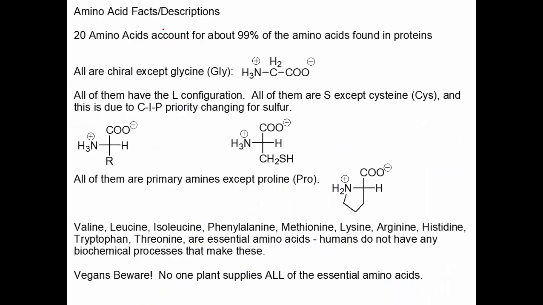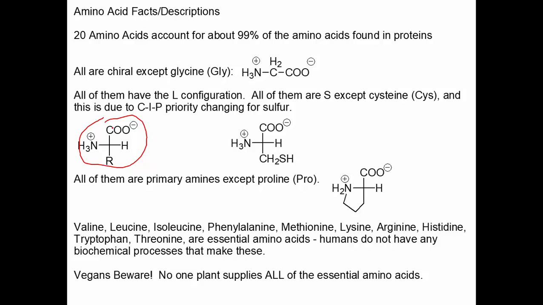So that's unique. All of them have the L configuration if drawn from this perspective right here. And this is how we draw sugars. We draw amino acids the same way, with the carboxylic acid group at the top and the carbon chain continuing along the backbone, or on the vertical part of the Fischer projection. So when you write the amino acid from this perspective, the ones that occur in nature have the L configuration.